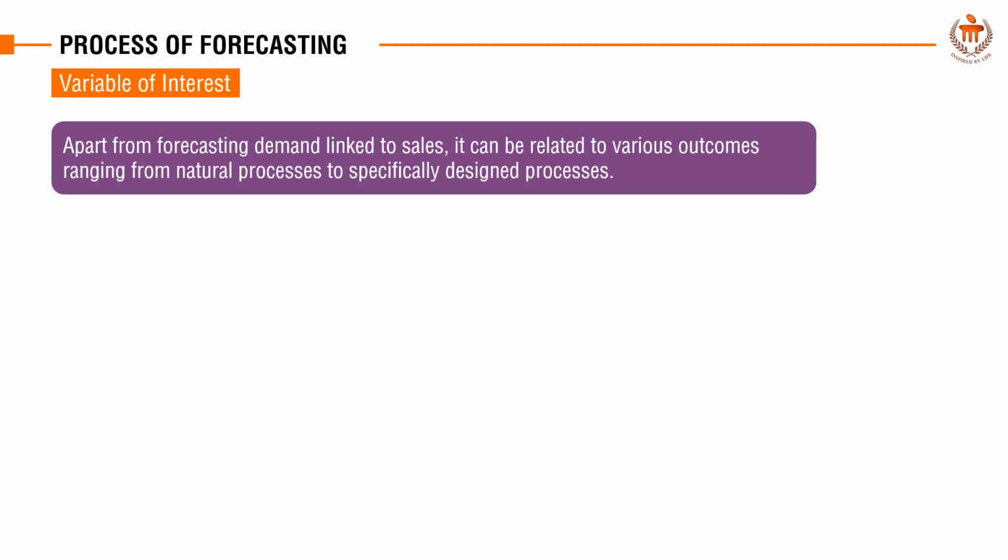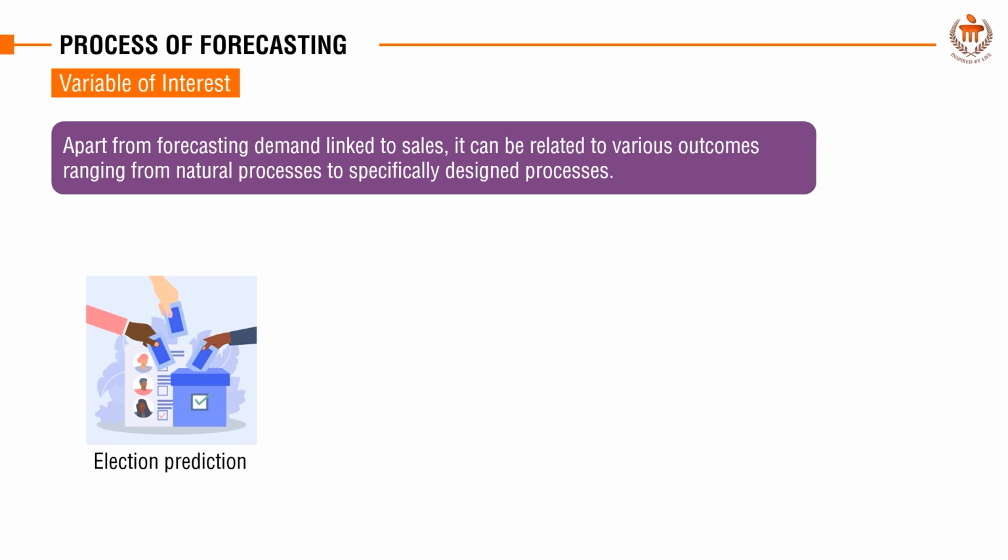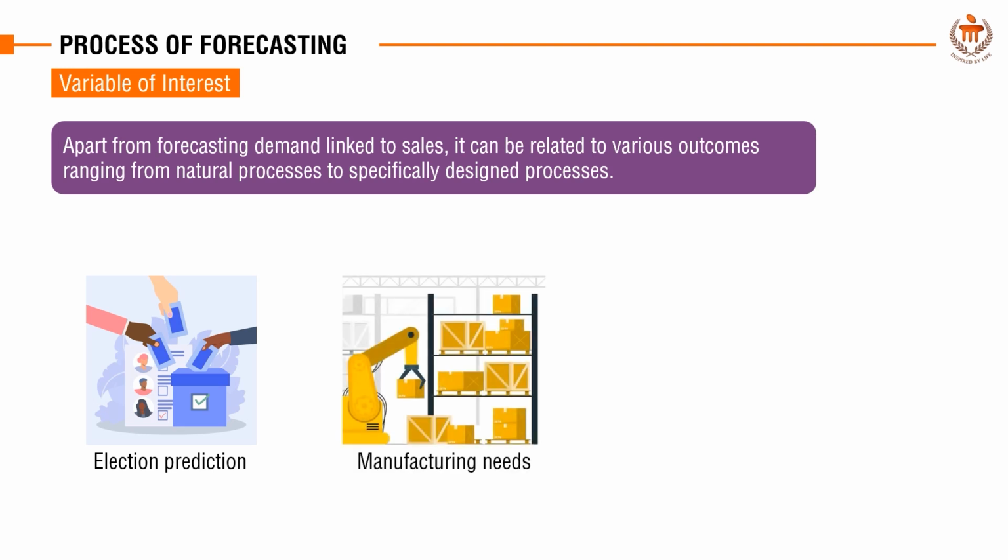For instance, one might forecast election results based on polling data and historical voting patterns, which is essential for political analysts and campaign strategists. Similarly, forecasting material requirements in manufacturing helps businesses ensure they have the necessary resources on hand to meet production demands, thereby optimizing inventory management.